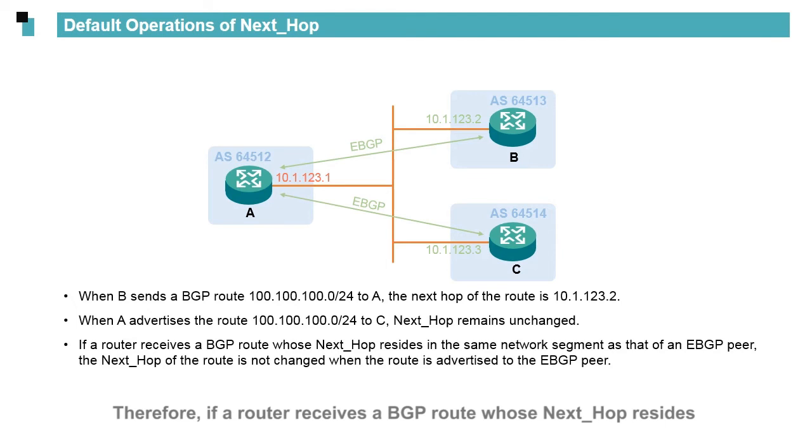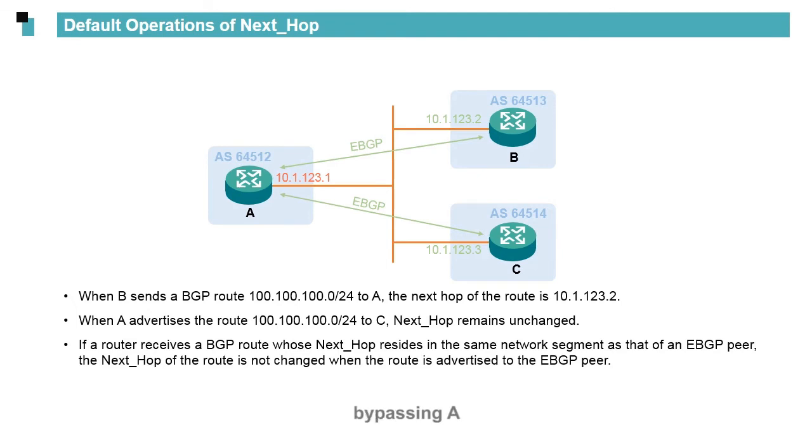Therefore, if a router receives a BGP route whose next hop resides in the same network segment as that of an eBGP peer, the next hop of the route is not changed when the route is advertised to the eBGP peer. In this way, C sends packets directly to B, bypassing A.